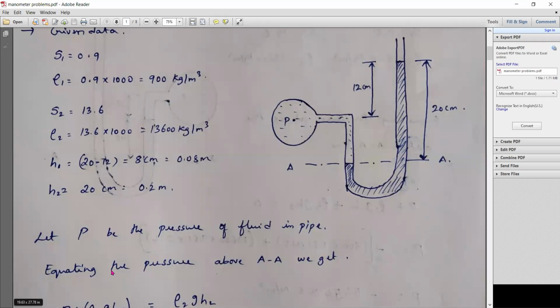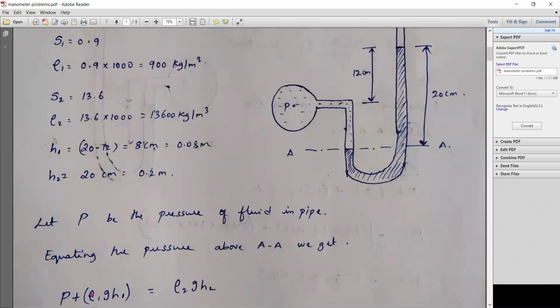So now equate the pressures above the datum line. What do we get? We get this equation now, because already in the left limb we got this, and in the right limb we got this pressure. So we need to equate both. Equate the pressures above the datum line. Okay, we get P plus rho 1 g h1 equal to rho 2 g h2.